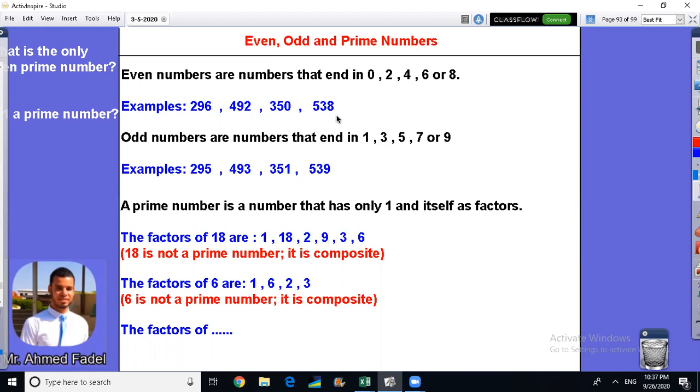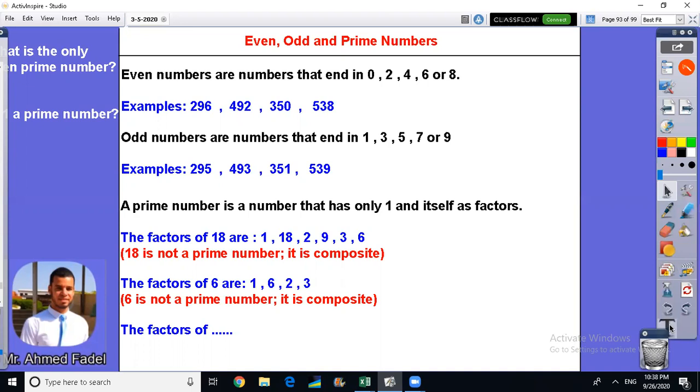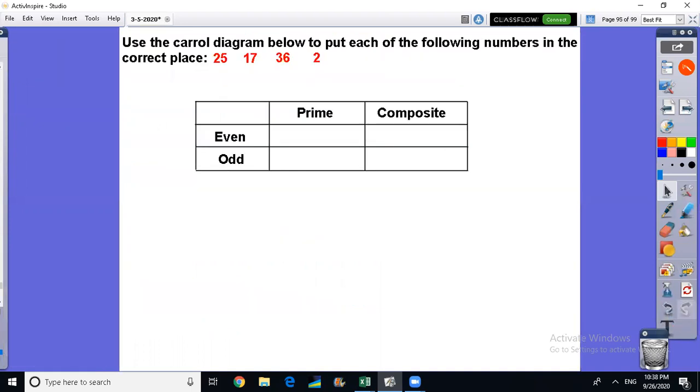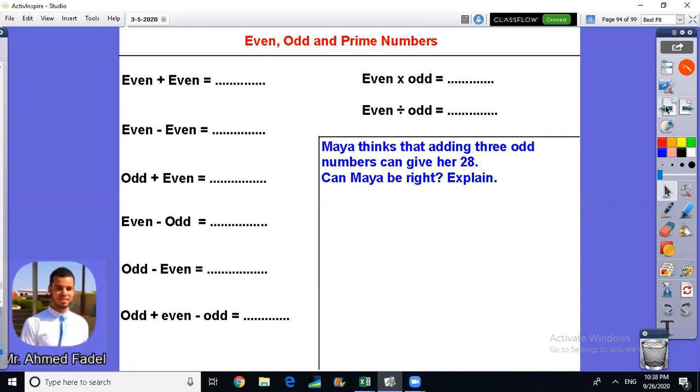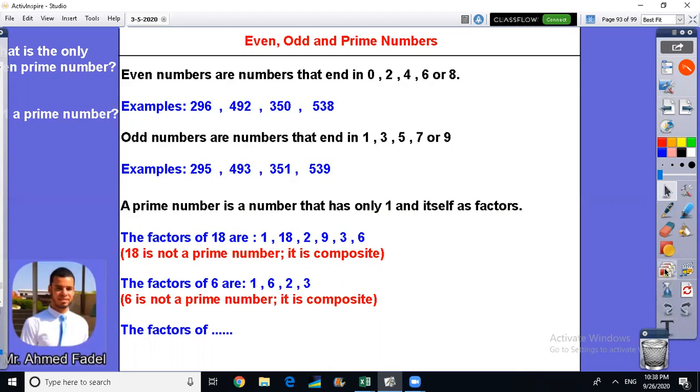All right, moving on to the next one, which is odd numbers. Odd numbers are numbers that end with 1, 3, 5, 7, or 9, the rest of the digits. So any number in the world that ends with 1, 3, 5, 7, or 9 is an odd number. So I don't want you to care about what the number starts with. It's only about the last digit of the number.